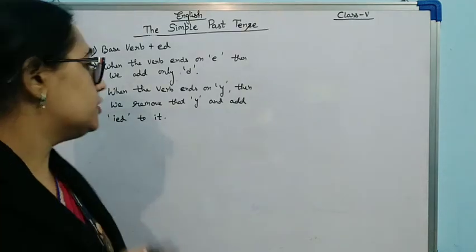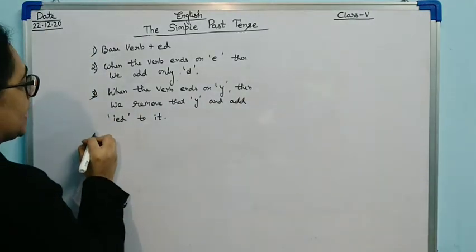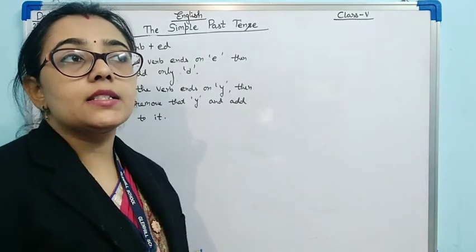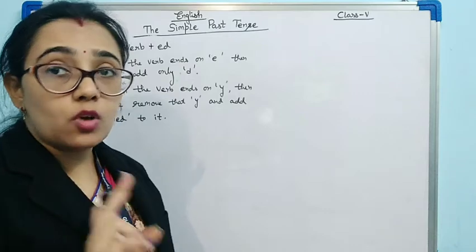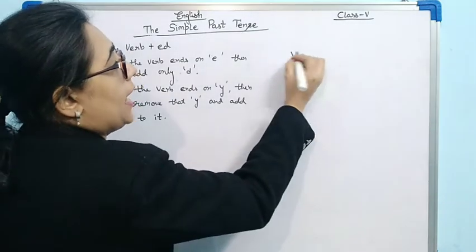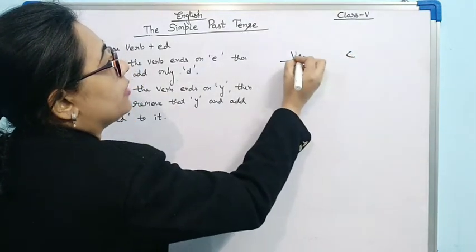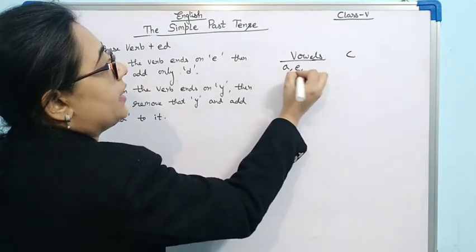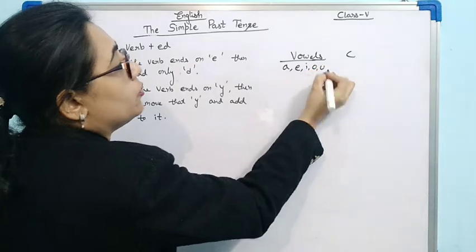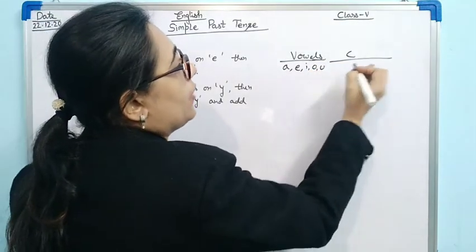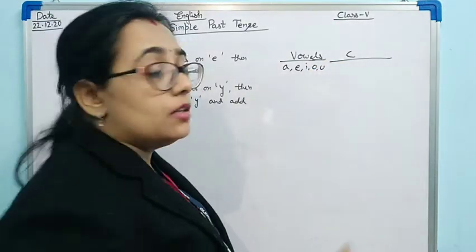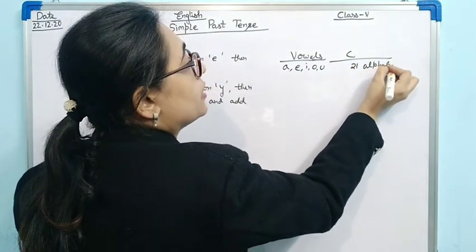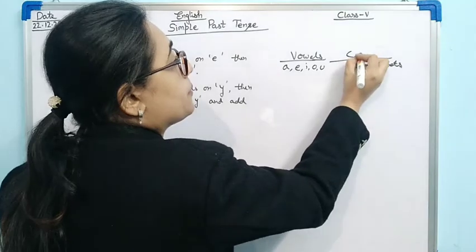Now, one more thing to be noticed: when there is any short verb and it is ending on a consonant. What is a consonant? You know vowel and consonant. Vowels are what? Vowels are A, E, I, O, U, and all the remaining 21 alphabets are consonants.